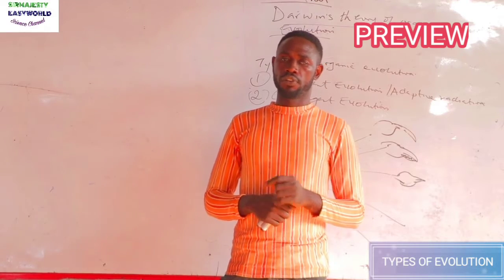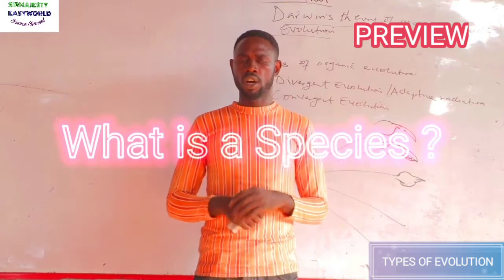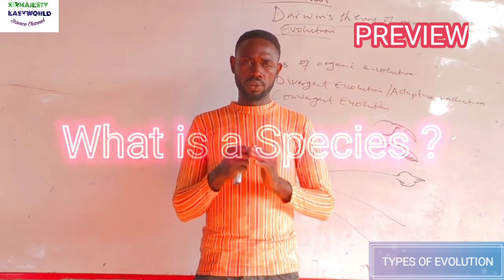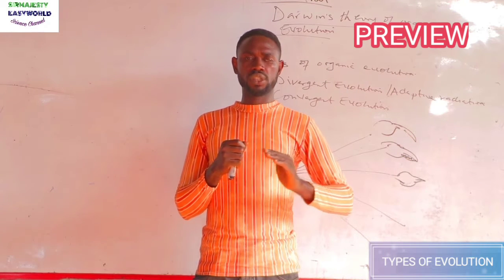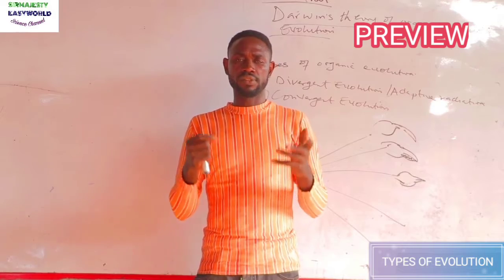It's time for you to understand what is even a species that we are talking about, because this is where the argument lies. That will enable you to know evolution on a small scale and a larger scale: micro, divergent, convergent. What is even a species?